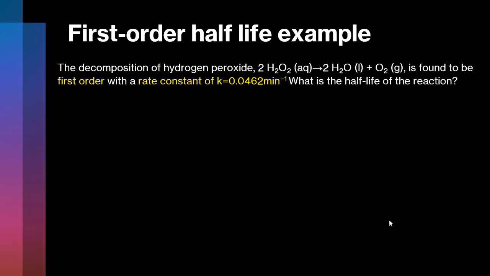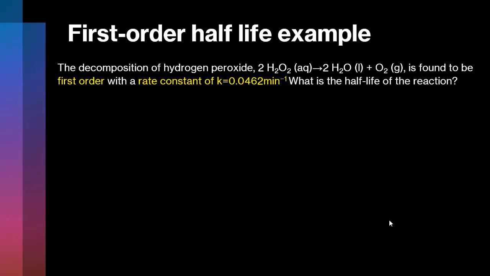So let's use a real chemical example here. Let's take the reaction of hydrogen peroxide, which decomposes as 2 molecules of hydrogen peroxide will decompose to produce 2 molecules of water and 1 molecule of oxygen. It is found to be first order with a rate constant k equal to 0.0462 inverse minutes. What is the half-life of this reaction?